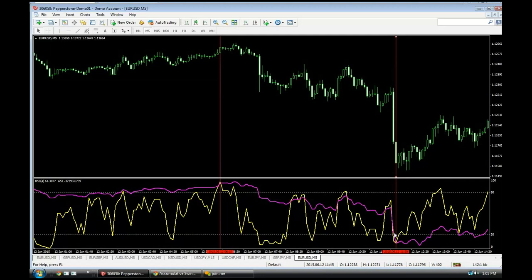Here would be an oversold one, where the ASI was oversold. RSI4 was all the way oversold as well. It was at 7. That's a pretty good trade right there. For 15, that would have been a little bit closer. Would have still been a winner though.